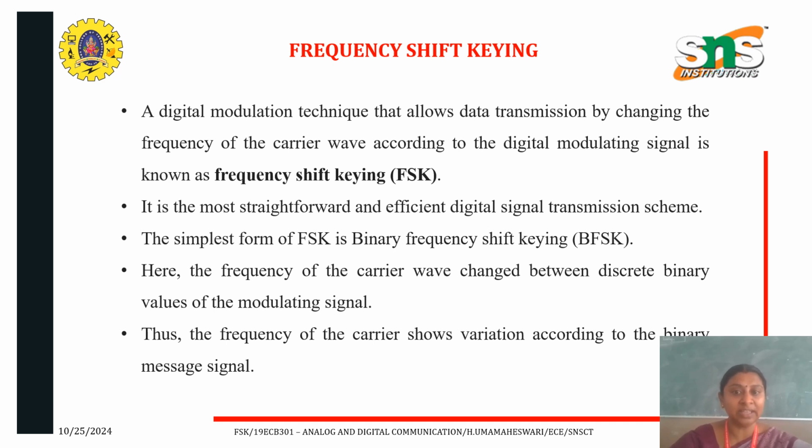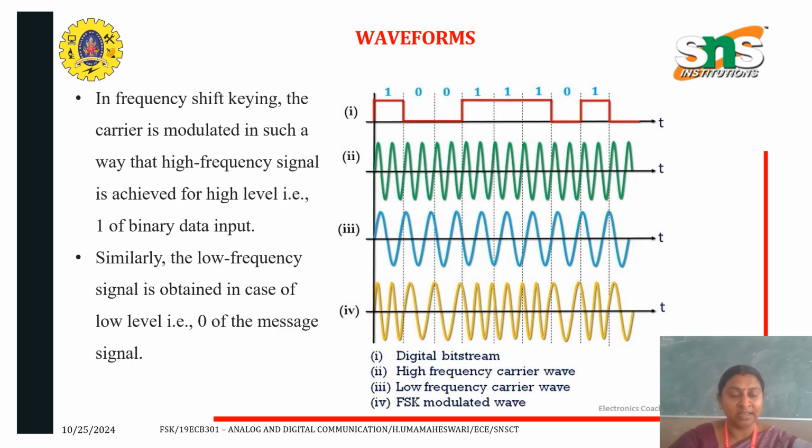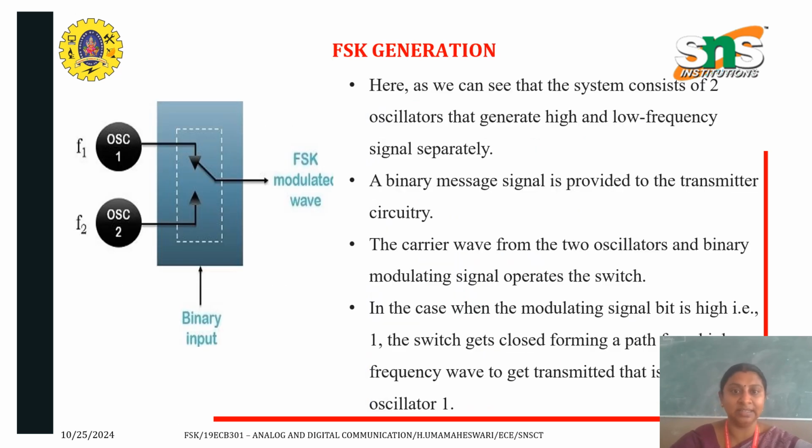Here the frequency of the carrier wave changes between the discrete binary values of the modulating signal. Thus the frequency of the carrier shows variation according to the binary message signal. In FSK, the carrier is modulated in such a way that the high frequency signal is achieved for high level, that is 1 for binary input data. Similarly, the low frequency signal is obtained in case of a low level, that is 0, of the message signal.